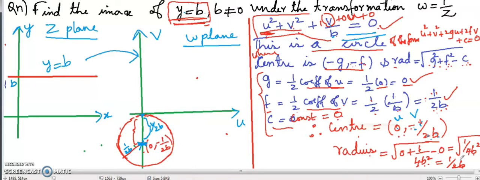What about the radius of the circle? Radius is 1 by 2b, so this distance is 1 by 2b, and we draw the circle. So the image of the straight line, using the transformation w is equal to 1 by z, we get a circle with center (0, minus 1 by 2b) and radius 1 by 2b. So this is the solution to the question.